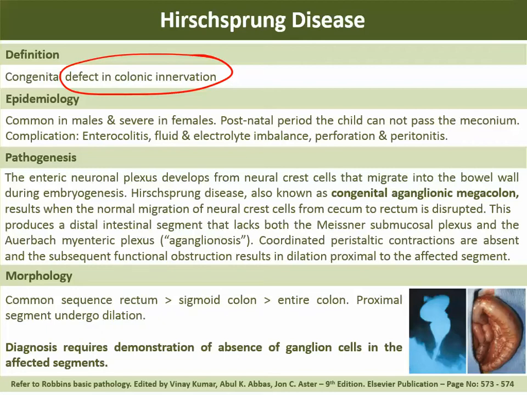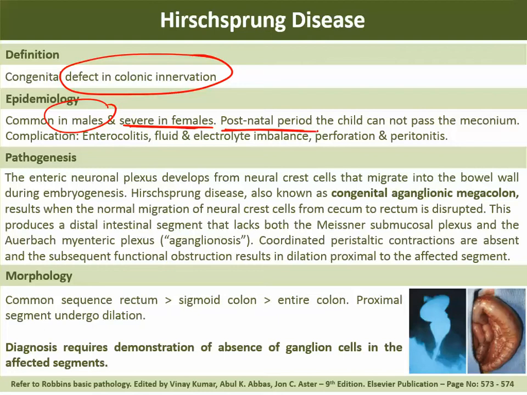So it's very, very important. There is some problem in that plexus. The problem is that the ganglion cells are not there. Absence of ganglion cells. If there is absence of ganglion cells, there will not be intestinal movement. Commonly seen in males, but if it comes in females, it will be very severe.